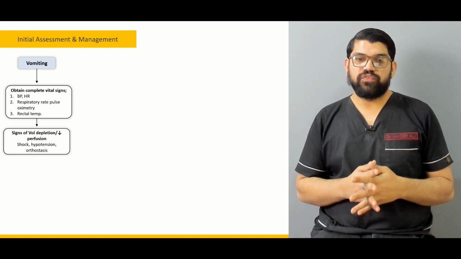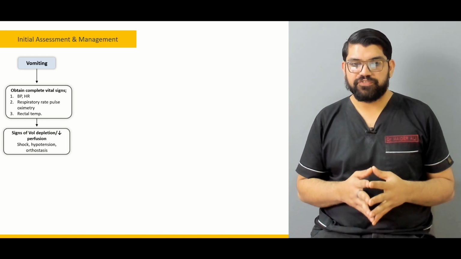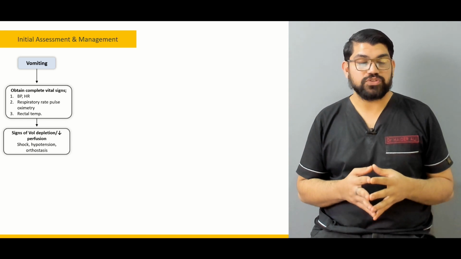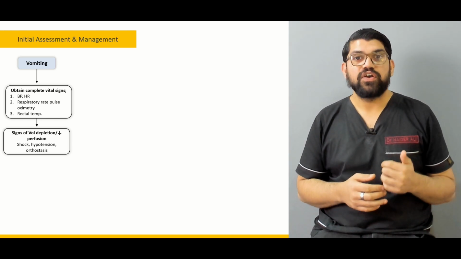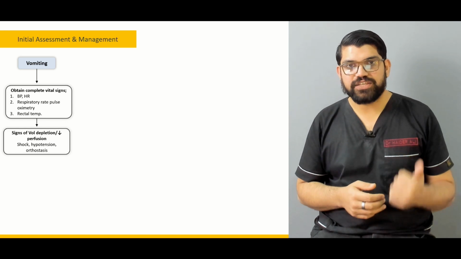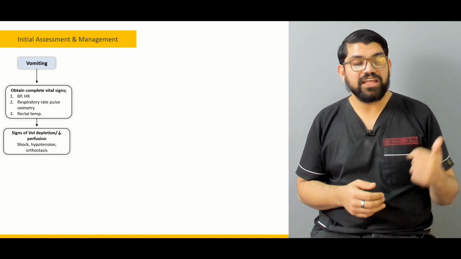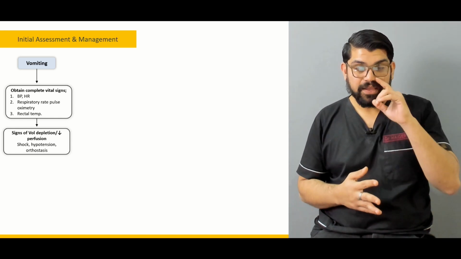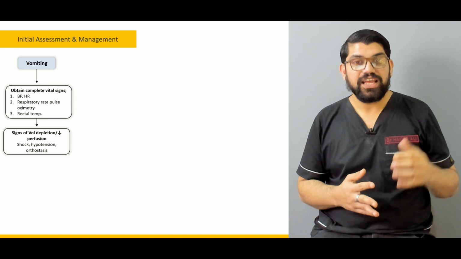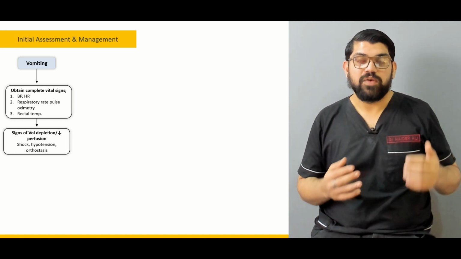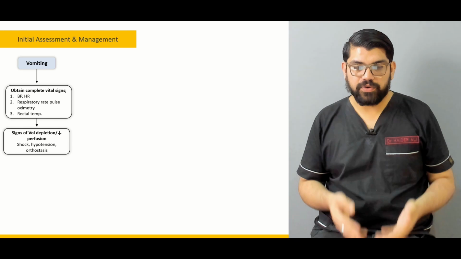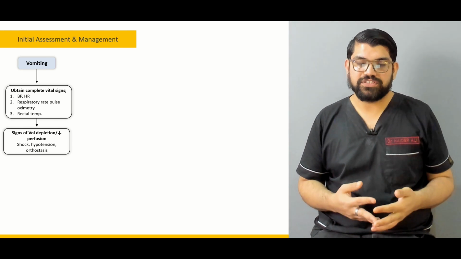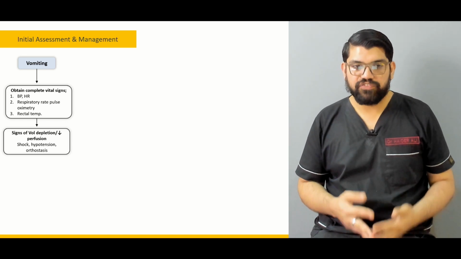Moving on to signs of volume depletion and decreased perfusion. Shock, hypotension, and orthostasis. These are the signs of volume depletion. So how do you assess shock? Hypotension, tachycardia, altered mental status, signs of dehydration, dry mucosa, and orthostasis, where the patient goes from a sitting position to standing up and there is increased dizziness. Orthostatic hypotension is a sign of fluid depletion.